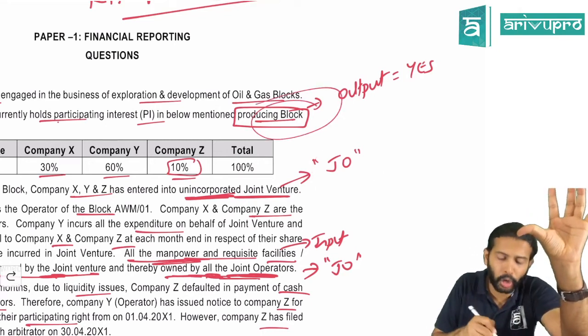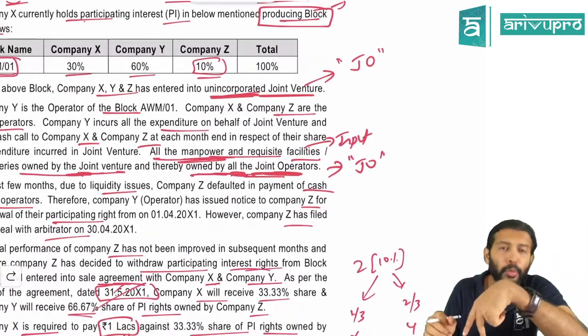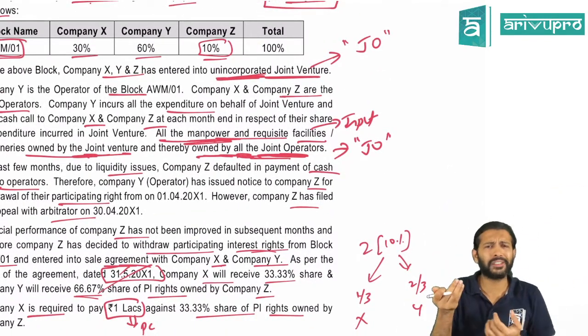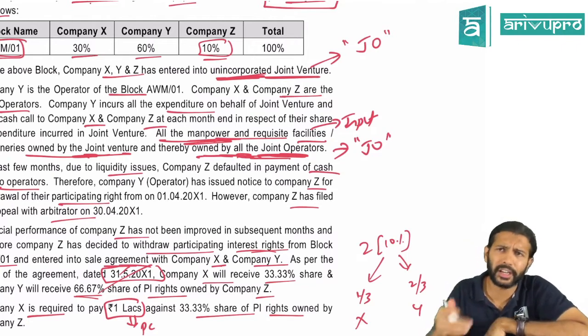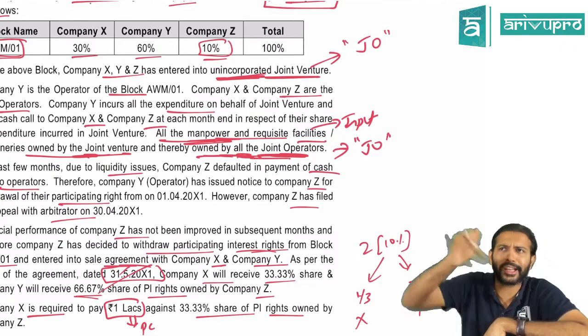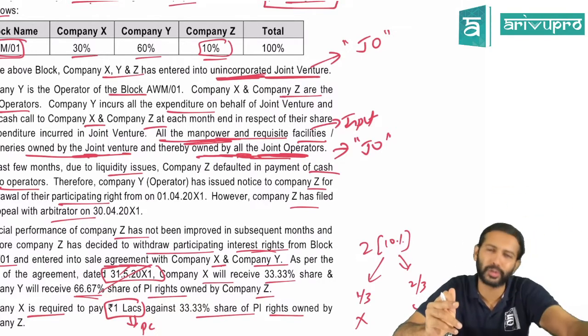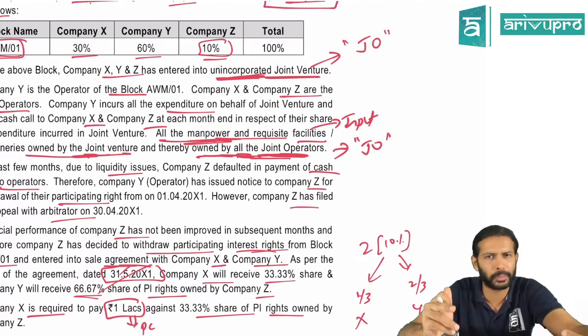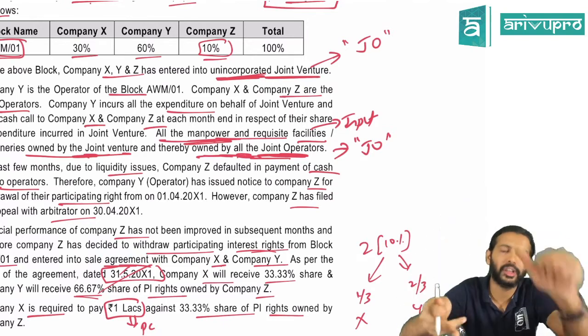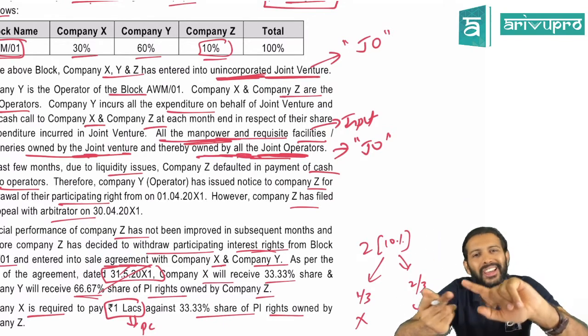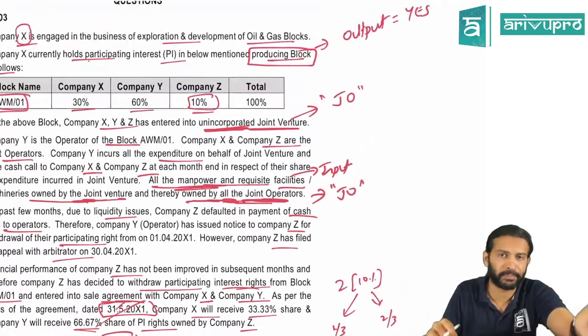It's a producing block, so output is there. You have inputs also. See, exploration activity means the process is obviously substantive. You need to have a process. Just like that, you can't explore any area, right? So there'll be certain processes and protocols you'll follow, certain documentation will be there. So the process will be substantive. So inputs are there, process is there, output is already there.